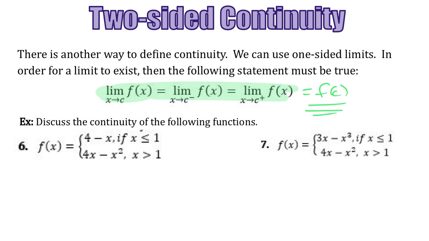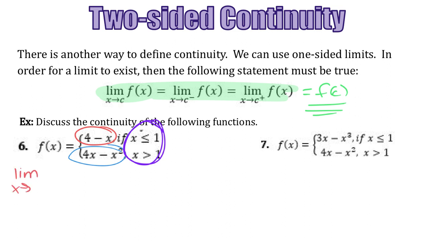So if we look at example 6 here, we know that this top piece, 4 minus x, is continuous everywhere that it covers. That's just a line. We also know that this bottom piece, 4 minus x squared, is continuous everywhere that the graph covers. So what we need to know is what's happening at this particular value where we're changing from that line to the quadratic. So we're actually going to look at one-sided limits.